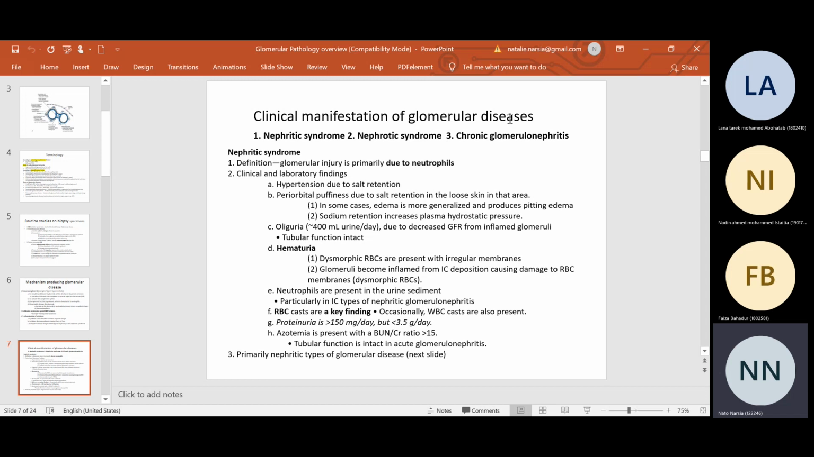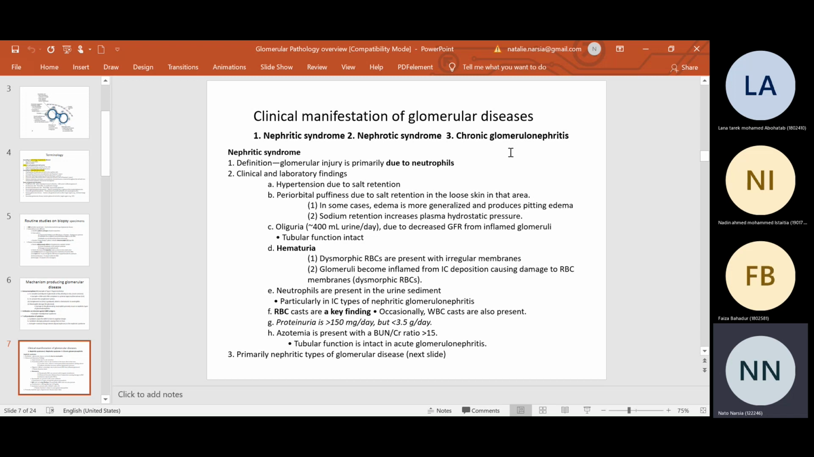Tubular function intact. You remember in acute renal failure, we have pre-renal, post-renal, and intrarenal, and the laboratory finding was different based on tubular damage, right? Do you remember that? And in this case, GFR is decreased, but tubular function will be intact. For that reason, I will give you a test and you should solve what laboratory finding you are expecting, okay? And we discussed it in acute renal failure. And all of you here know this.